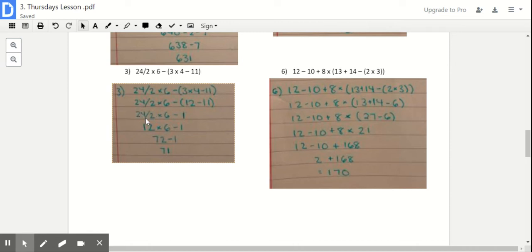Since I have division and multiplication, I'm just going to go left to right here first, instead of doing 2 times 6 and then dividing it by 20 and then doing 24 divided by that. Because whenever they have the same amount of power, you guys should just move from left to right. So in this case, I'm doing 24 divided by 2, which gives me 12, bringing down times 6 minus 1. 12 times 6 is 72. Minus 1 equals 71. All right, so that's for number 3.